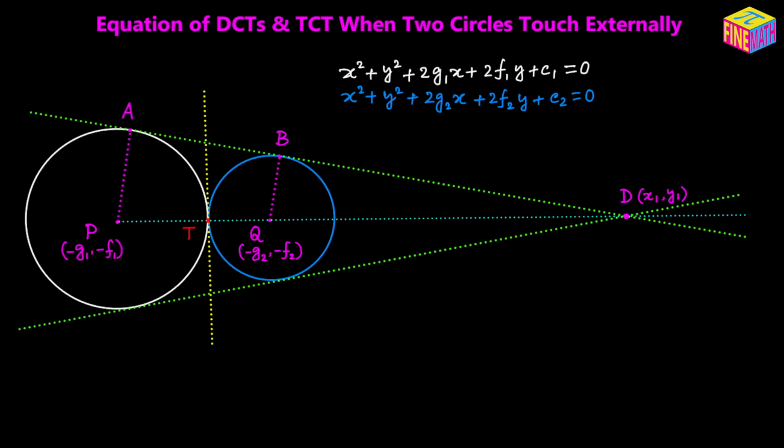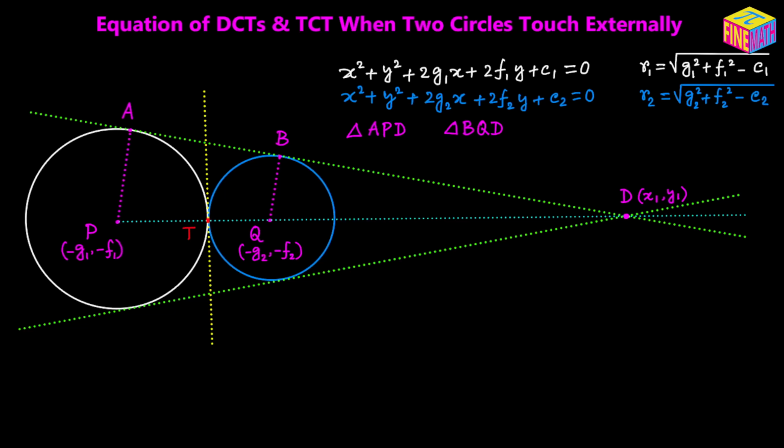From the given equation, what would be the radius of the first circle? Well, let's say it is r sub 1, which will be equal to square root of g sub 1 squared plus f sub 1 squared minus c sub 1. And similarly, the radius of the second circle would be r sub 2, that is equal to square root of g sub 2 squared plus f sub 2 squared minus c sub 2.